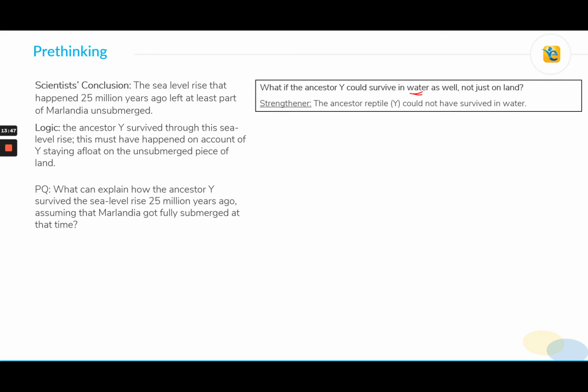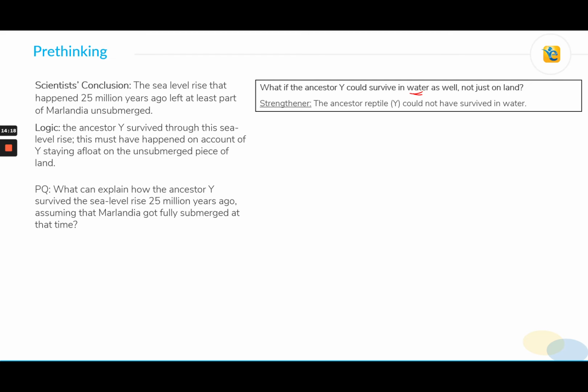The reason why Y survived is because it could survive on water. It had nothing to do with the creature staying afloat on some unsubmerged piece of land, right? So obviously a situation like this will break your conclusion, because then the fact that Y survived, you cannot use it as proof to say that there was an unsubmerged piece of land. No, Y survived because it could survive even underwater. So the fact that Marlandia got submerged did not matter to it. It already had the necessary adaptation to survive.